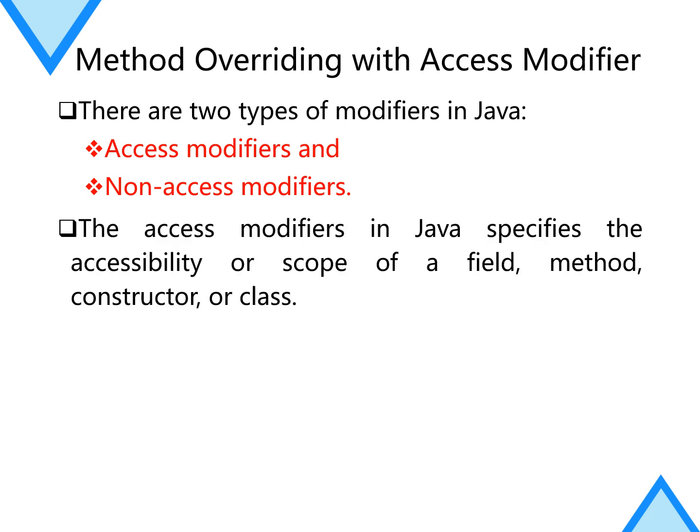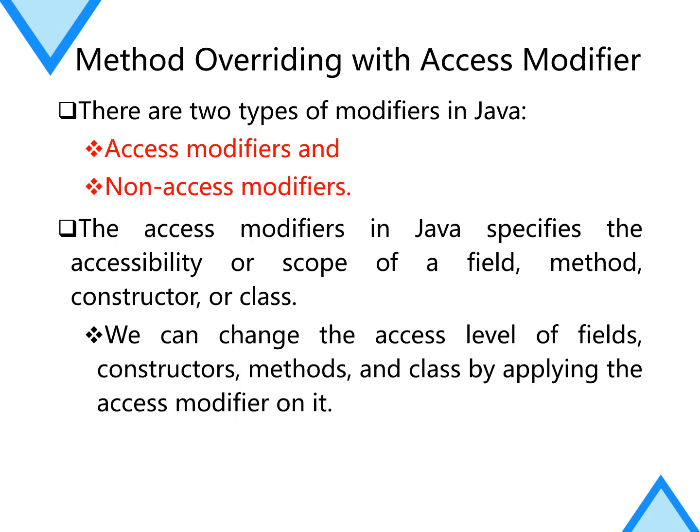The access modifier in Java specifies the accessibility or scope of a field, method, constructor or class. The access modifier tells you whether a field, method, constructor or even a class can be accessed from outside. So the accessibility depends upon the modifier used. We can change the access level of a field, constructor, method and class by applying an access modifier to it. If we keep it private, then it cannot be accessed outside that field, method, class or constructor, but if we keep it public, it can be accessed from outside.